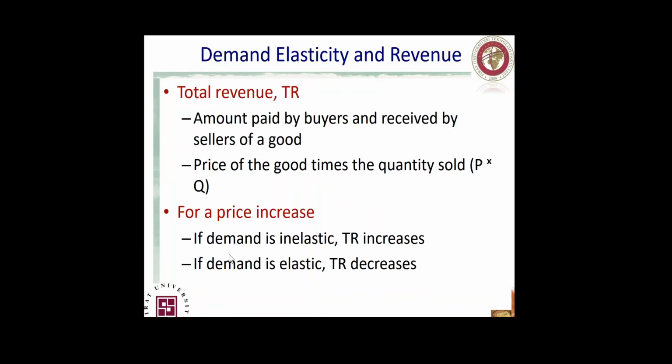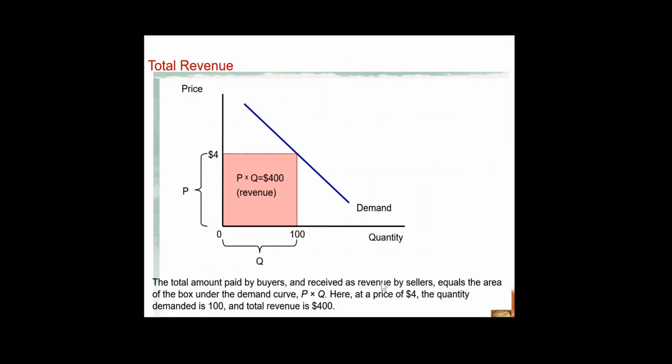Okay. So now we have two cases. If the demand is inelastic, what happens if the price increases? If the price increases and the demand is inelastic, the total revenue will increase, and I'll explain how. If the price increases and the demand is elastic, then the total revenue will be decreasing. Total revenue is TR, we refer to it by TR.